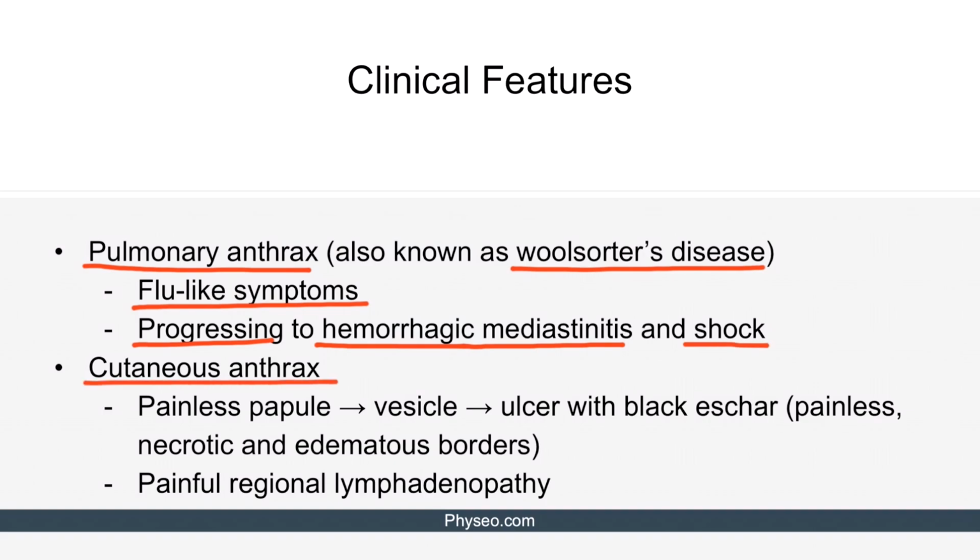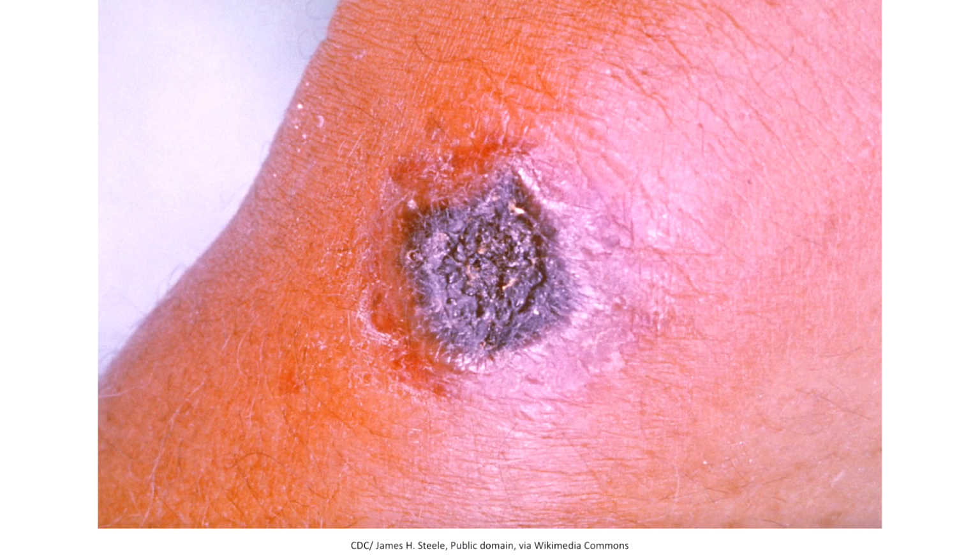Cutaneous anthrax occurs when bacterial spores germinate in subcutaneous tissues. Skin findings begin as painless papules that form vesicles and later ulcerate, forming black eschar. Black eschar is a typical finding of cutaneous anthrax and presents as a painless necrotic ulcer with edematous borders. It's often accompanied by painful regional lymphadenopathy. Here's an image showing black eschar in a patient with cutaneous anthrax. The central part of the ulcer appears black or necrosed, and the surrounding area appears edematous due to the toxins released.